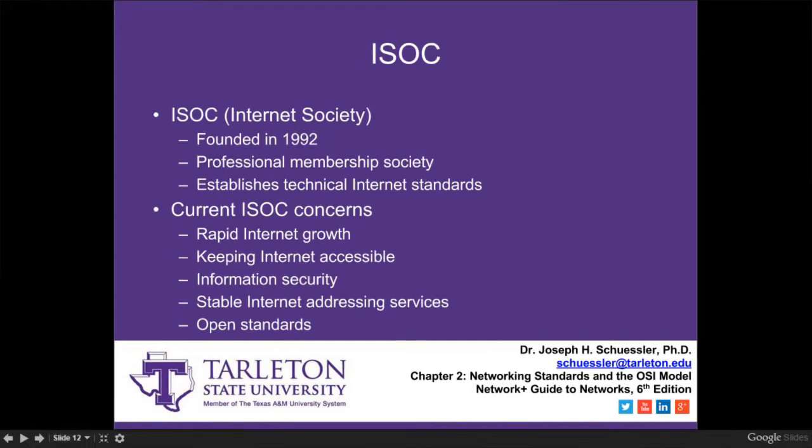The Internet Society is a professional membership society that establishes technical internet standards. Their primary concerns currently, and these things change over time, are growing the internet, particularly in developing countries, keeping the internet accessible, in other words, making it so that people with low income can still afford and access necessary resources on the internet, information security, stable internet addressing services, and open standards.